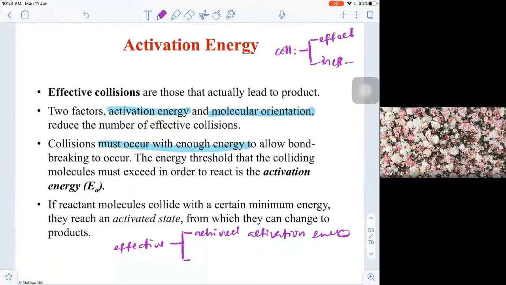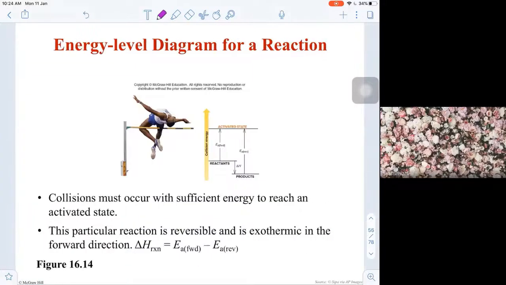Second is the collision will occur with the proper molecular orientation. Okay, let's look at the first requirement. The collision must occur with enough energy, or the collision must achieve activation energy. Okay, this is an example. When we have a high jump, we compare it with the activation energy.